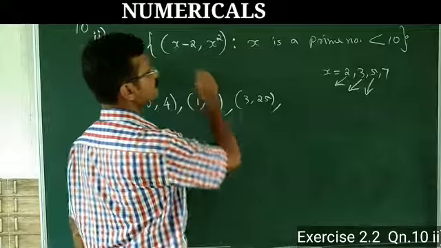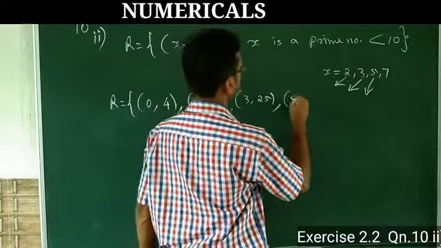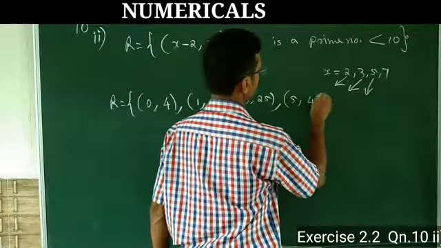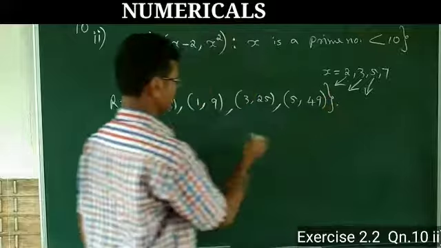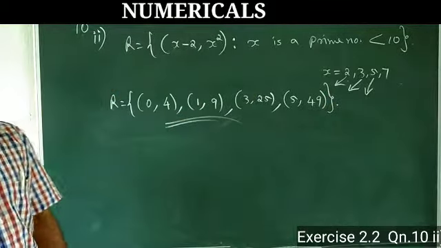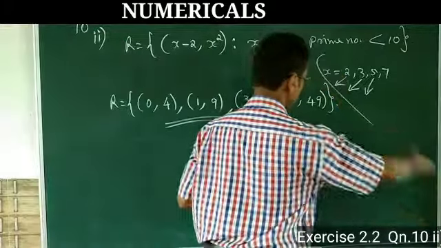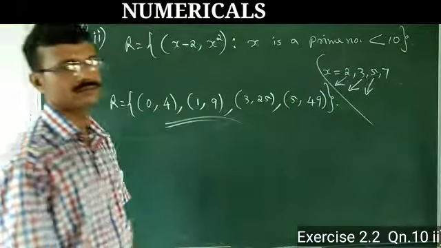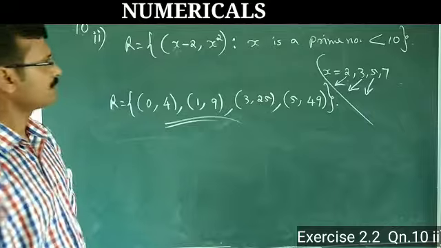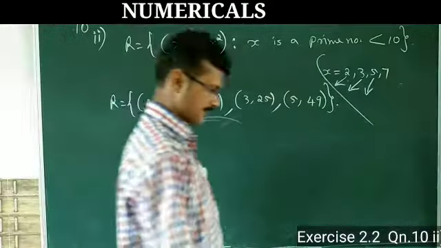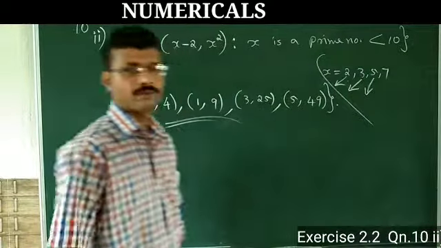Now last, 7 minus 2 is 5 and 7 square is 49. So it is a very simple calculation, we can do it in one line. Just do the processing in the mind and write the required elements. So this is question number 10. Pause your video and copy it.